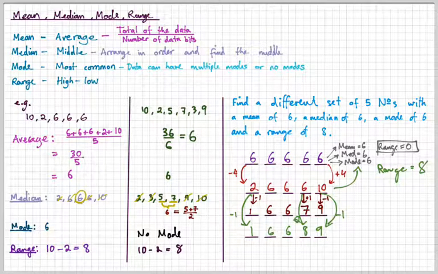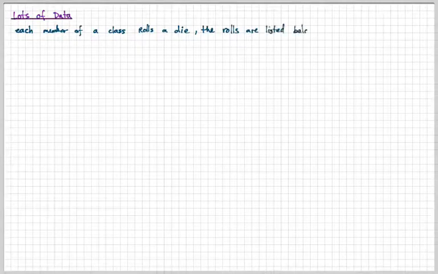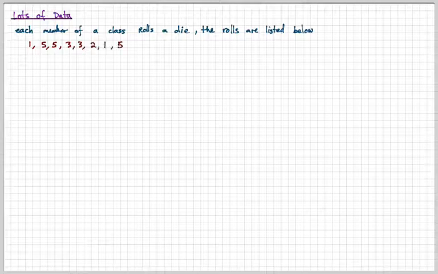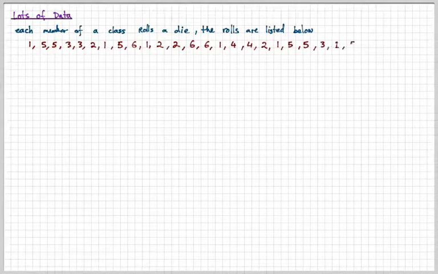Okay, we're going to look at a different skill now. The question now is, what if we have lots of data? So let's say each member of a class rolls a die. So a die being a dice. The rolls are listed below. Okay, so here are all the rolls of the 24 students in the class. These are random numbers from the class.